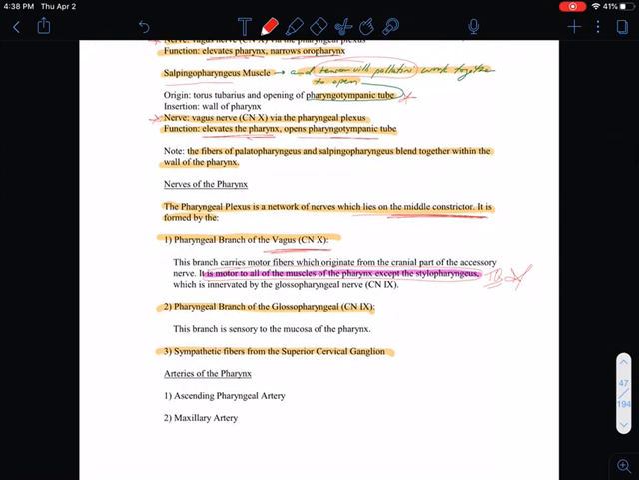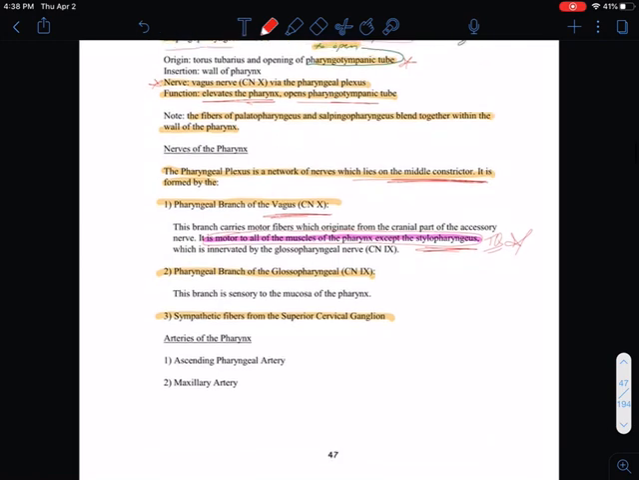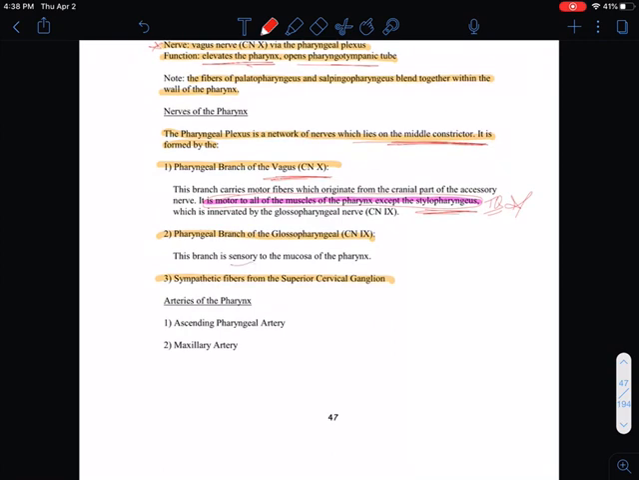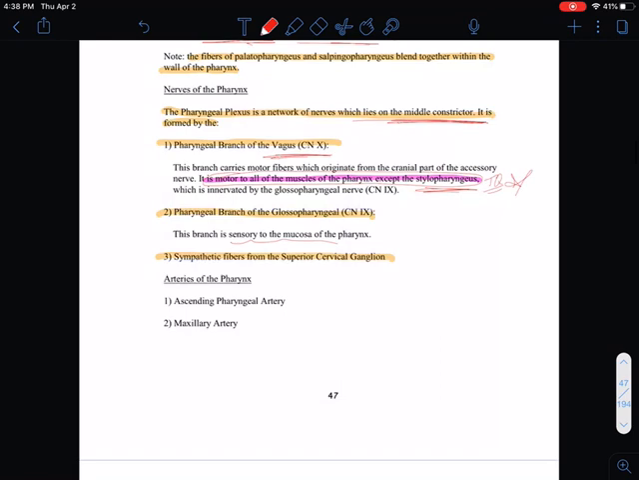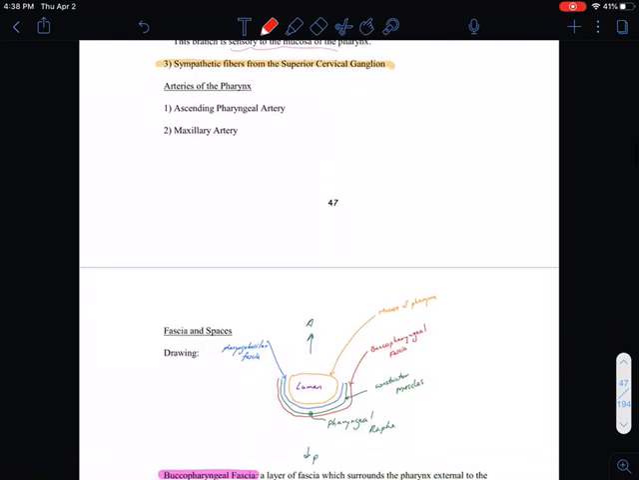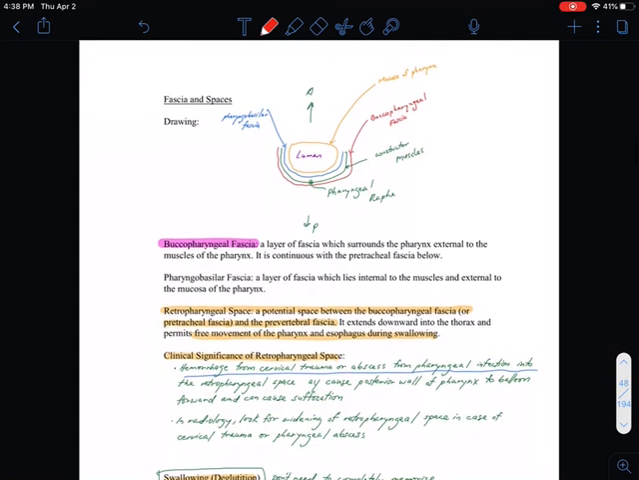The pharyngeal branch of vagus nerve is motor to all muscles of the pharynx except for your stylopharyngeus. Stylopharyngeus is our odd man out. So our pharyngeal branch of the glossopharyngeal nerve is just sensory. And then we get some sympathetic fibers from our superior cervical ganglion. Arteries not super tested.